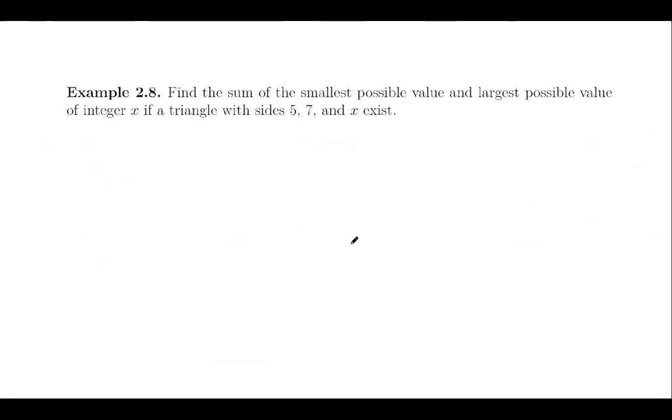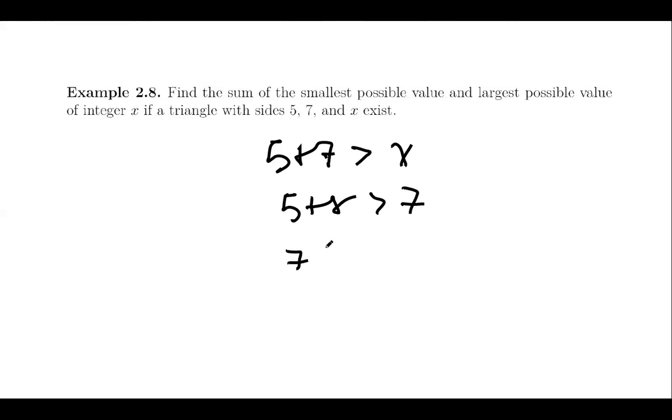So we're trying to find the smallest possible value and largest possible value of x if a triangle with sides 5, 7, and x exist. So we have a few inequalities that result from this. First, 5 plus 7 is greater than x. 5 plus x is greater than 7. And finally, 7 plus x is greater than 5.